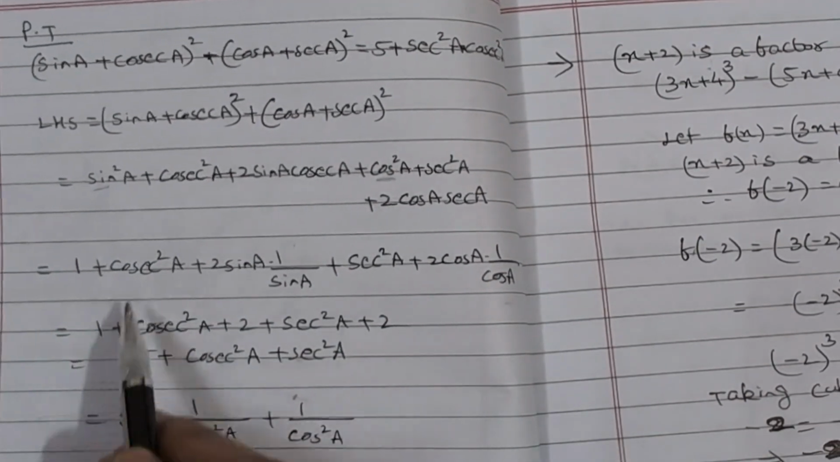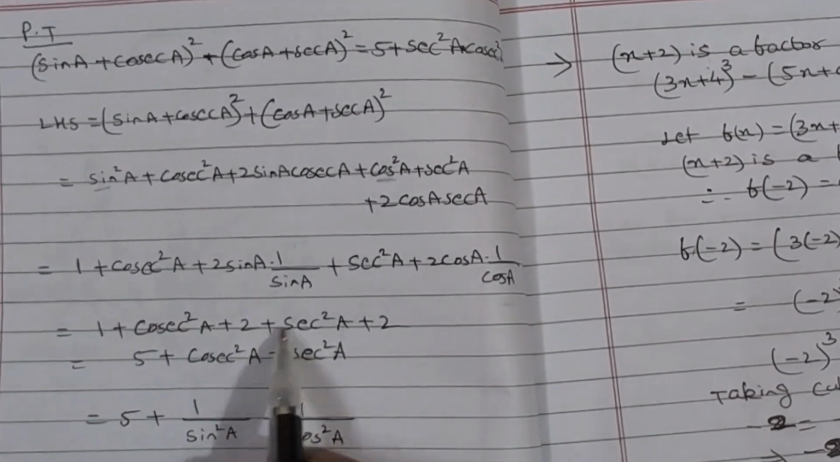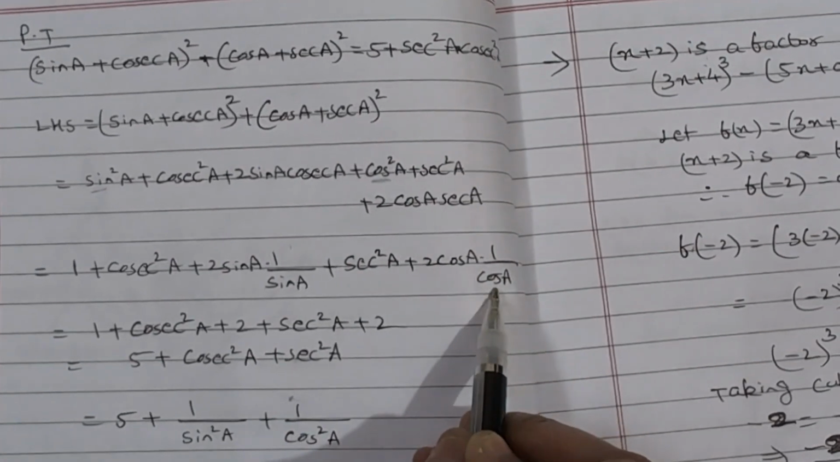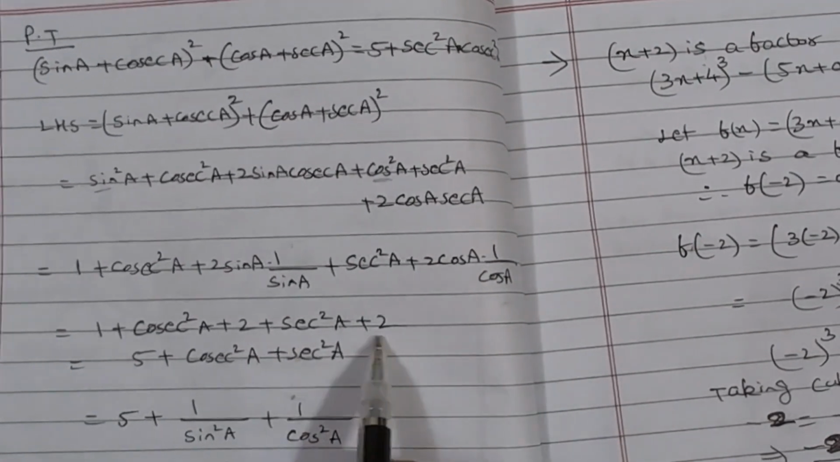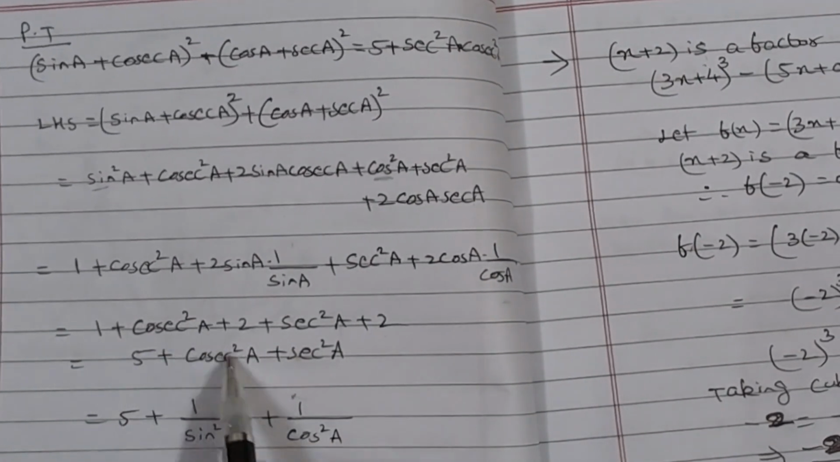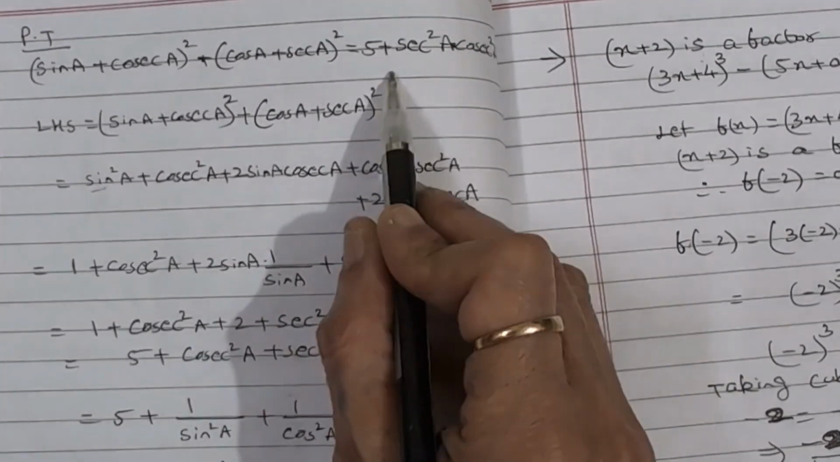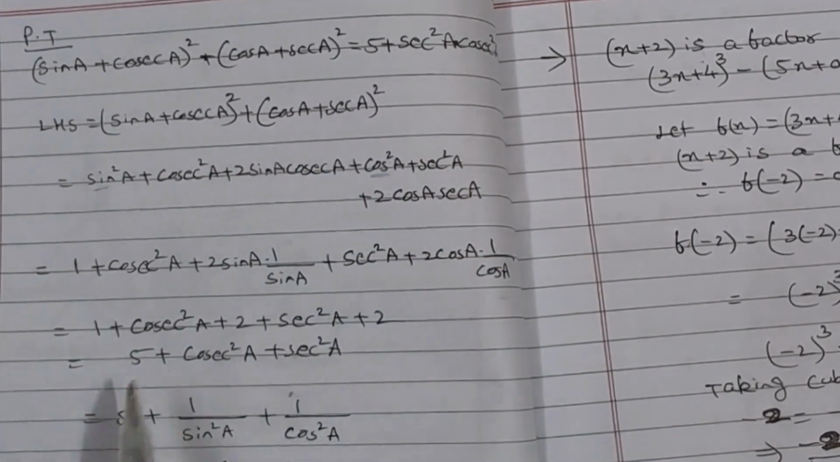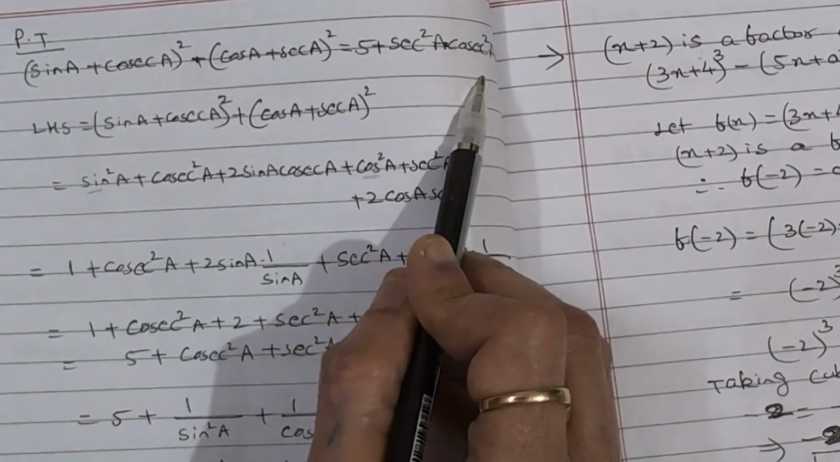Now we have this is 1 plus cosecant square a. This becomes 2 plus secant square a and this is cos a cancel हो जाएगा. This is 2, so 2 plus 2 plus 1, so ये 5 हो गया plus cosecant square a plus secant square a. So RHS में भी needed 5, तो 5 मिल गया. अब इसका देखना है कि secant square a cosecant square a कैसे आएगा.